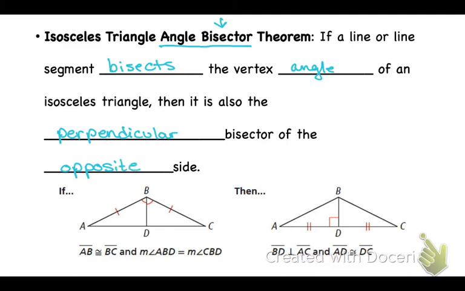So, again, if a line or line segment bisects the vertex angle, remember the vertex angle was the one that wasn't congruent to anything, right? Of an isosceles triangle, then it is also the perpendicular bisector of the opposite side. So perpendicular means it meets the side at what angle? Right, a 90-degree angle. And it bisects it, so it cuts it in half.